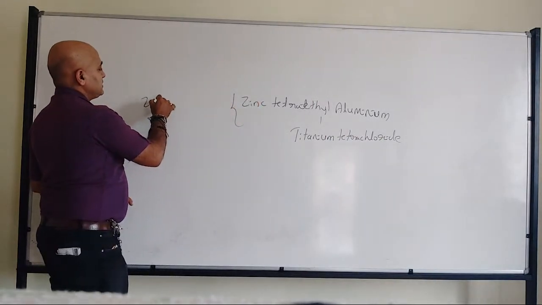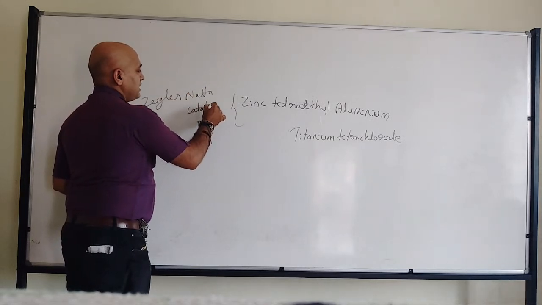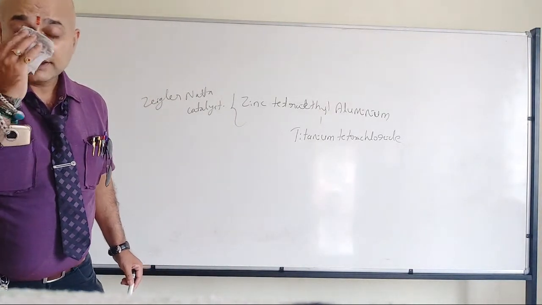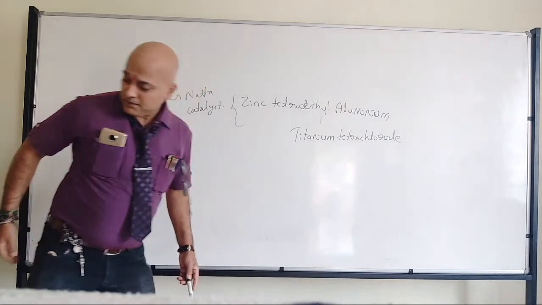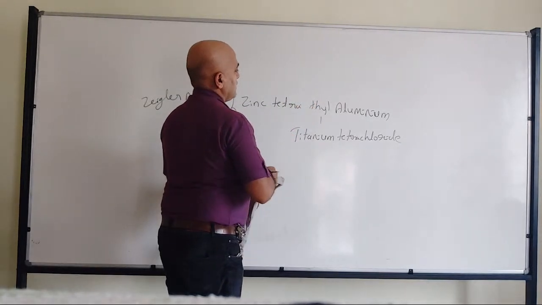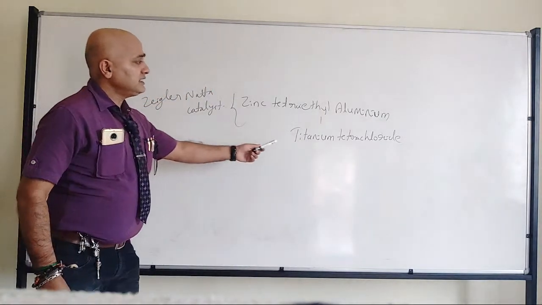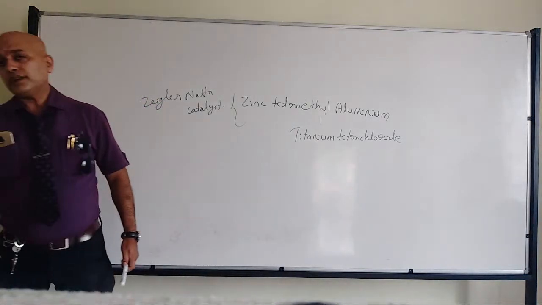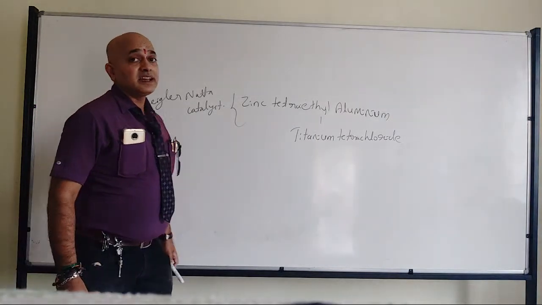This is nothing but Ziegler-Natta catalyst, and this is the one which makes high density polymerization, because they will provide the surface for these monomers to react. So that's why we have zinc tetraethyl aluminium. Once again, tetraethyl aluminium, then titanium tetrachloride. Okay, so that's where we have the Ziegler-Natta catalyst.